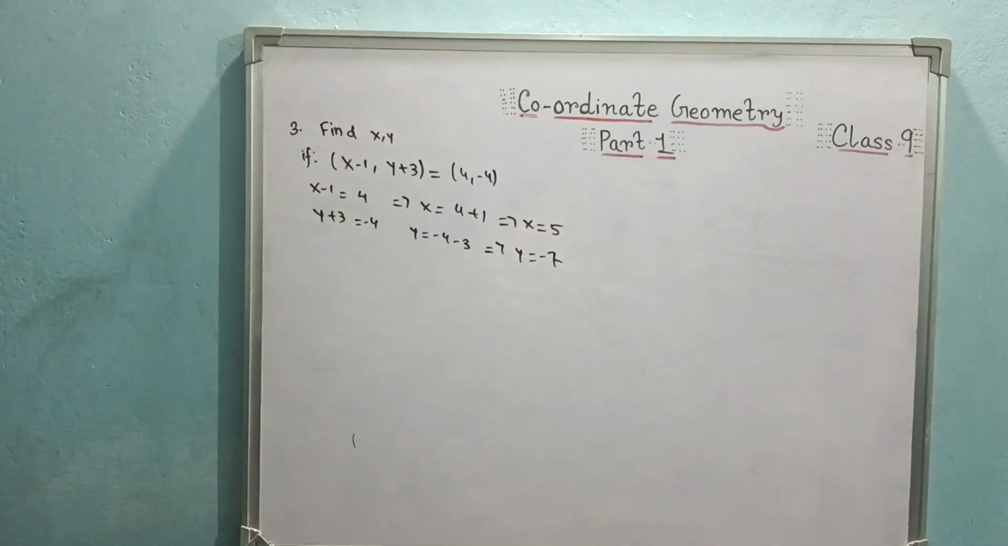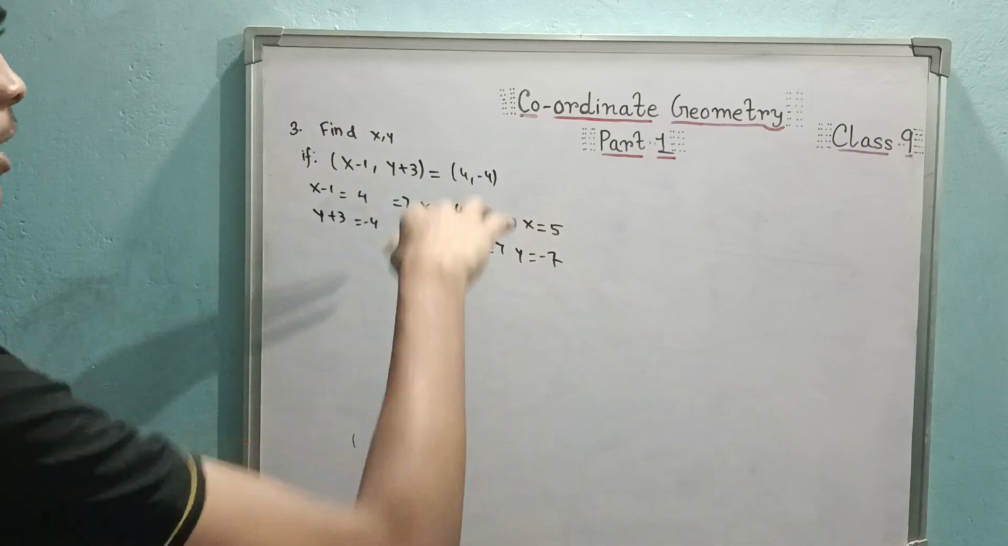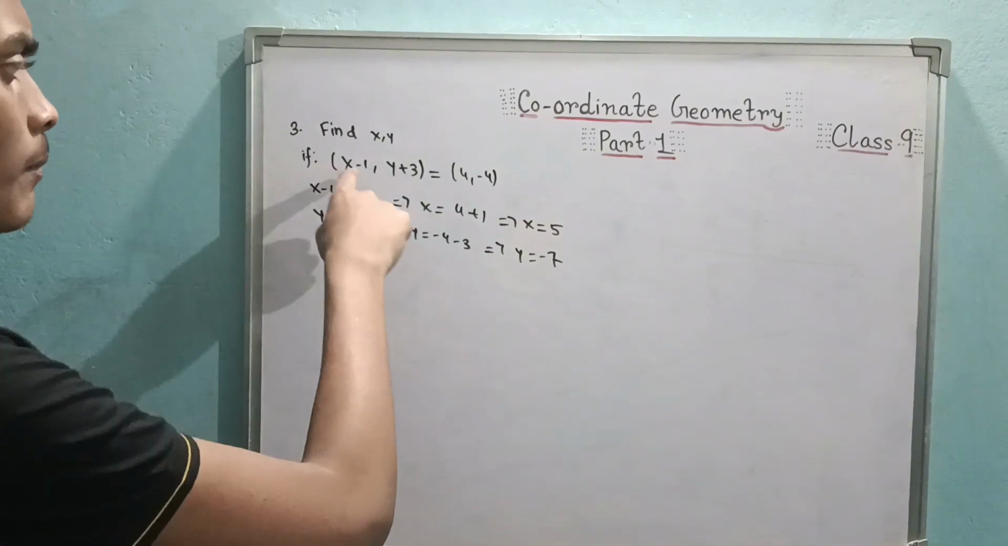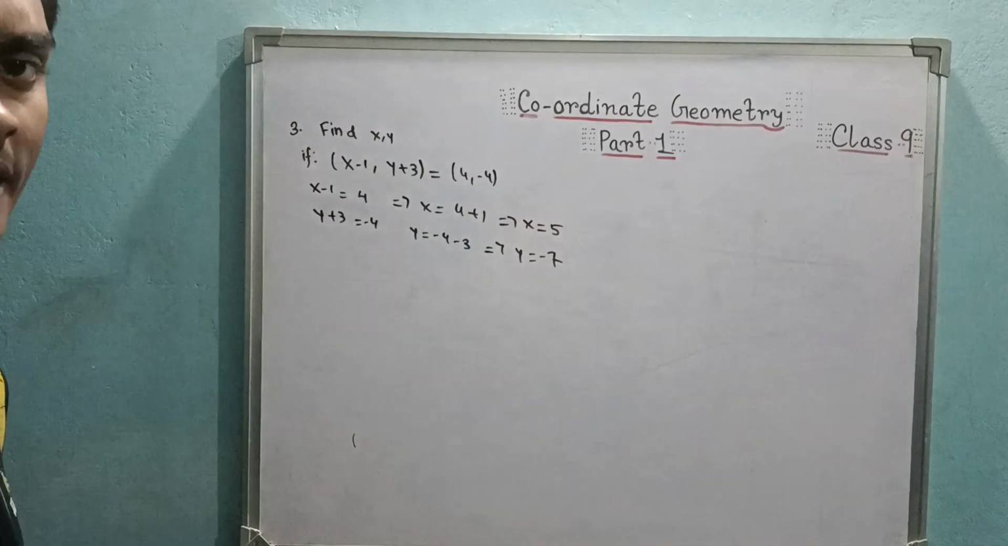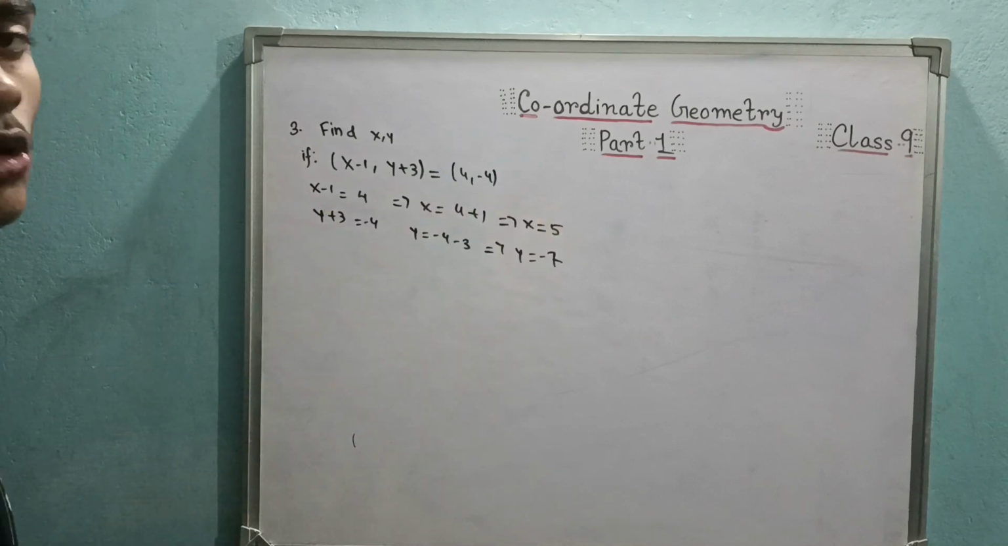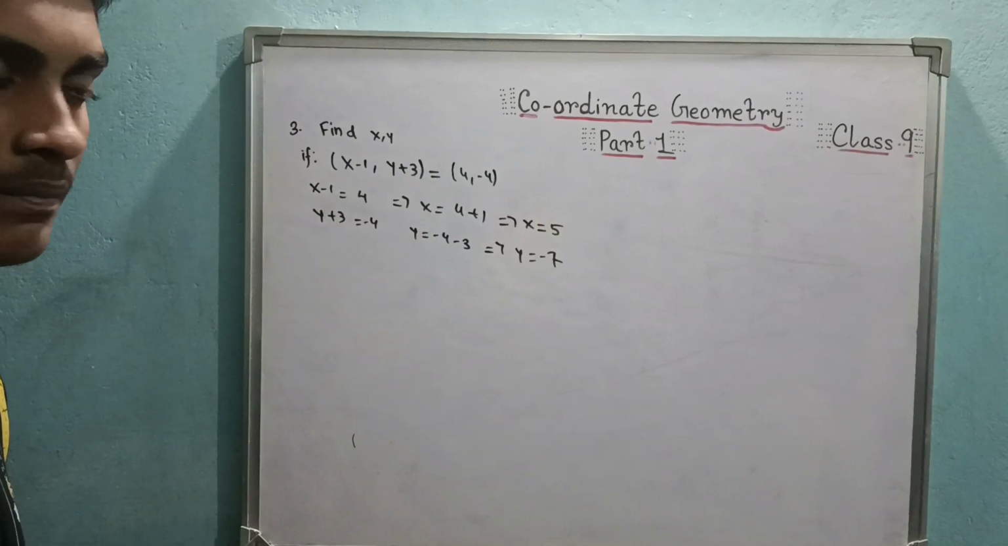But I think I got it right. 5 minus 1 equal to 4, x equal to 5. Yes. And minus 7 plus 3 equal to minus 4. Alright. So remember, when two coordinate points are equal, the respective abscissas of the two points are equal and the ordinates of the two points are equal. As simple as that.